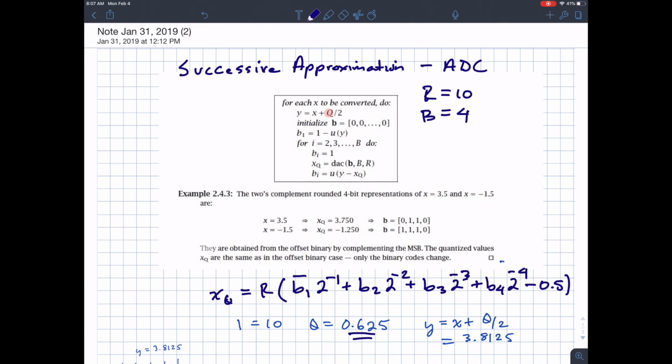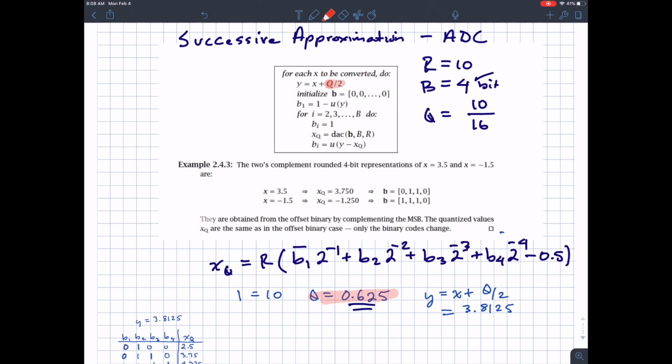The way we would find q is we'd take the range of the quantizer and divide by the number of levels. Since this is a 4-bit quantizer, this would be 16 levels, and you get a q value of 0.625. This particular algorithm adds a q over 2 to help with round off.